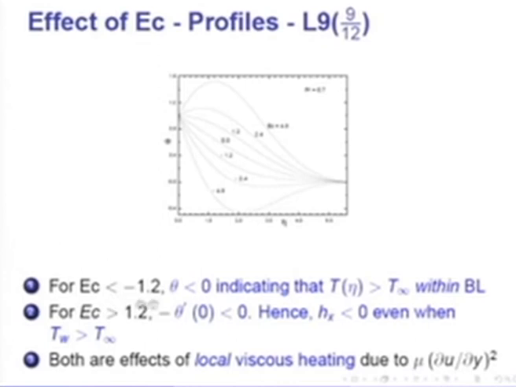So, for E c less than 1.2, theta is less than 0 at some positions, indicating that T eta can be greater than T infinity within the boundary layer, and for E c greater than 1.2, theta exceeds 1, hence H x is less than 0 even when T w is greater than T infinity. Both these are effects of viscous dissipation due to mu du dy square.